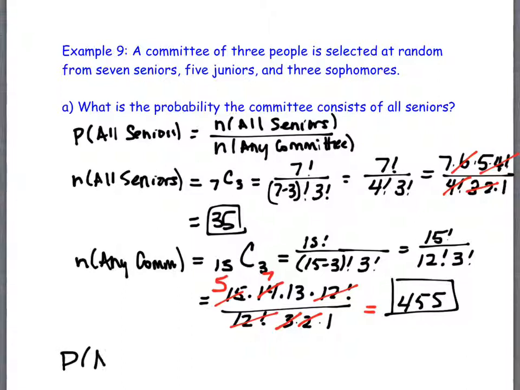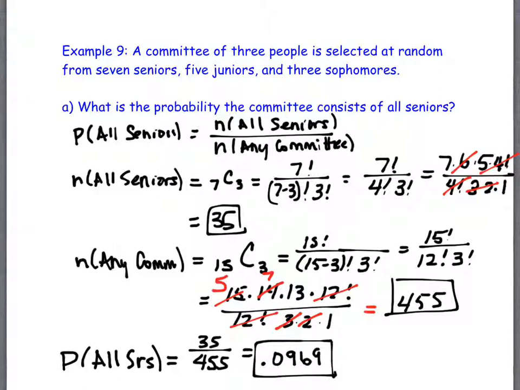So now I can find the probability of all seniors by doing what? 35 divided by 455. And if you divide that out, I'll just give you what this one actually is. It's 0.0769. My paper is a little too far away. So this is roughly an 8% chance, right? It's not very likely still, but definitely more likely than my hand of all diamonds.